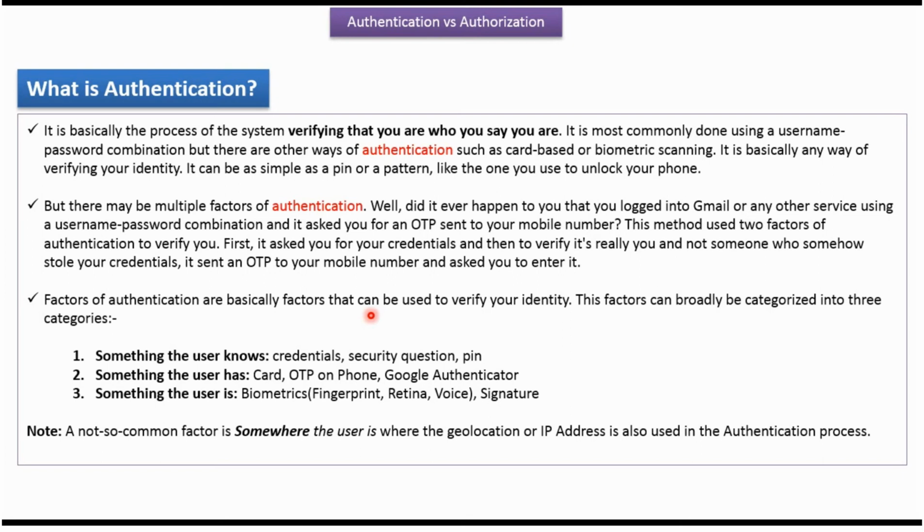Factors of authentication are basically factors that can be used to verify your identity, and these factors can broadly be categorized into three categories. The first one is something the user knows, like credentials, security question, and PIN. The second one is something the user has, like a card, OTP on the phone, and Google Authenticator. The third one is something the user is, like biometrics, fingerprint, retina, voice, and signature.